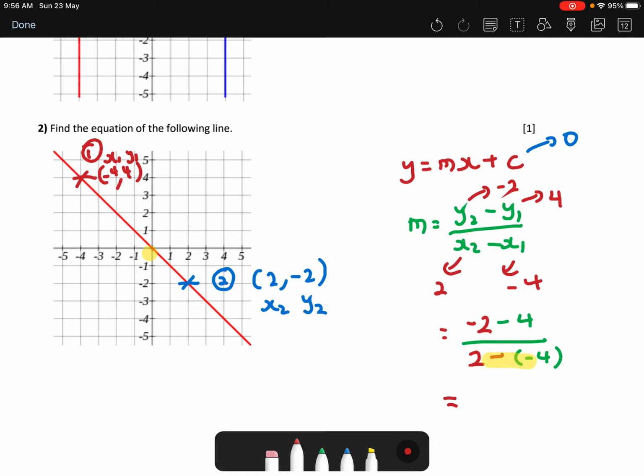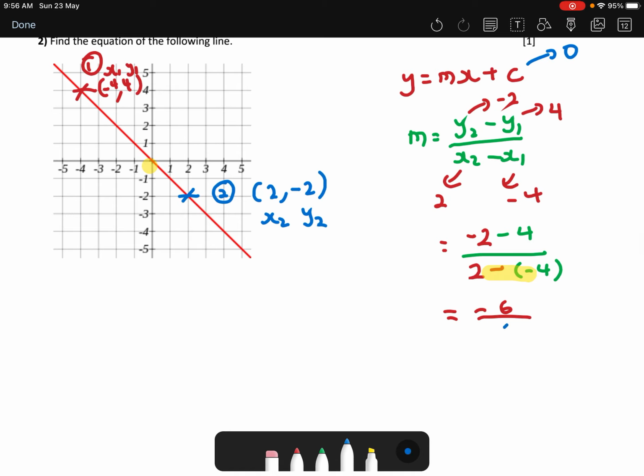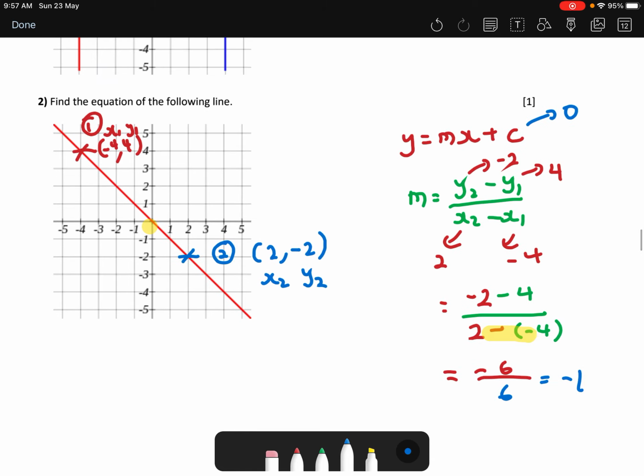The numerator, the top, will be -6. The bottom will be 2 minus -4, which is positive, because minus minus is positive. 2 plus 4 is 6. So -6 over 6 is equal to -1. So the gradient of this graph will be -1. Then you write down the entire equation: y equal to -x plus 0. Plus 0 you don't need to write. So this is how we find the equation of the line.